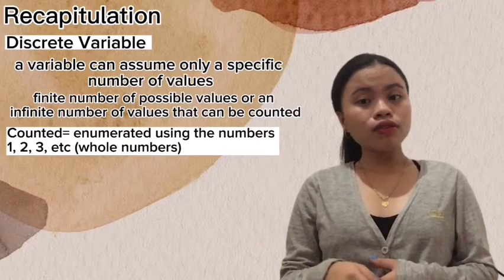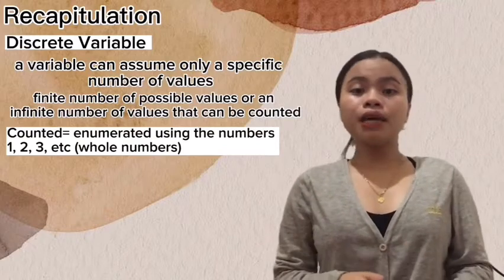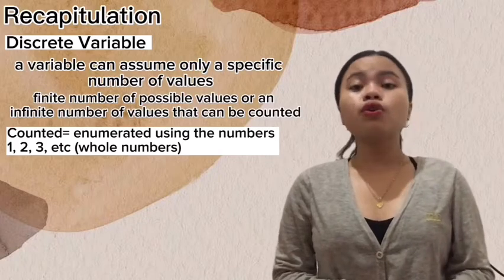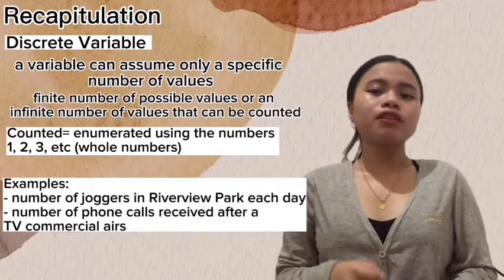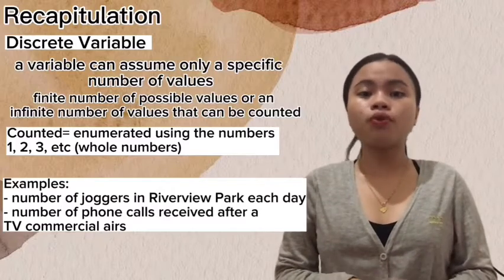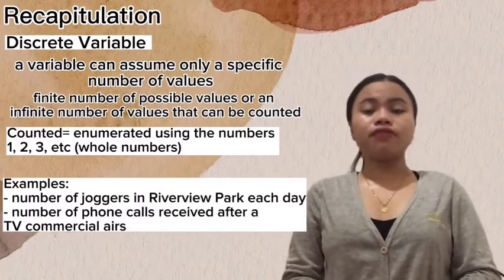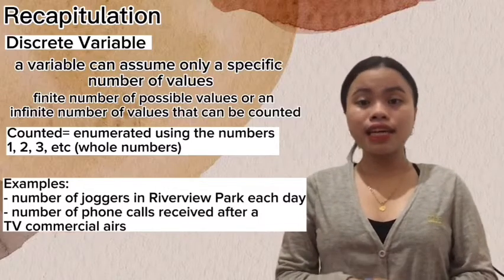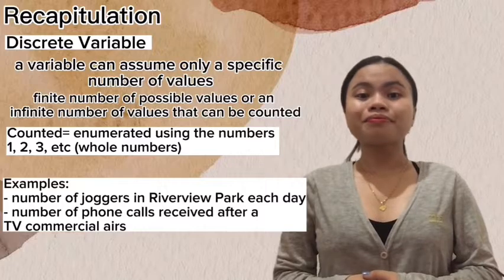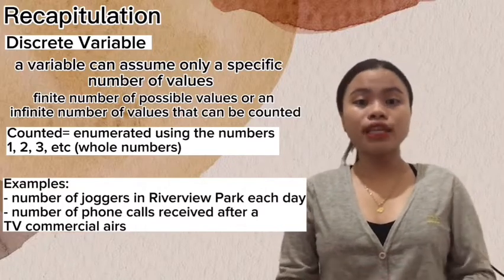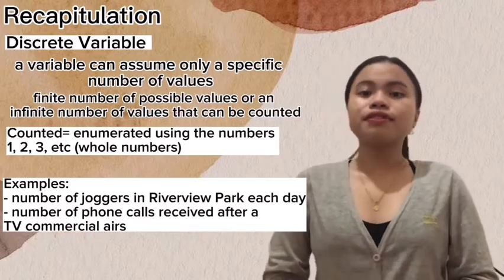The word counted means that they can be enumerated using the numbers 1, 2, 3, etc. For example, the number of joggers in the Riverview Park each day and the number of phone calls received after a TV commercial airs are examples of discrete variables since they can be counted. So in this video, we are going to focus on discrete random variables.